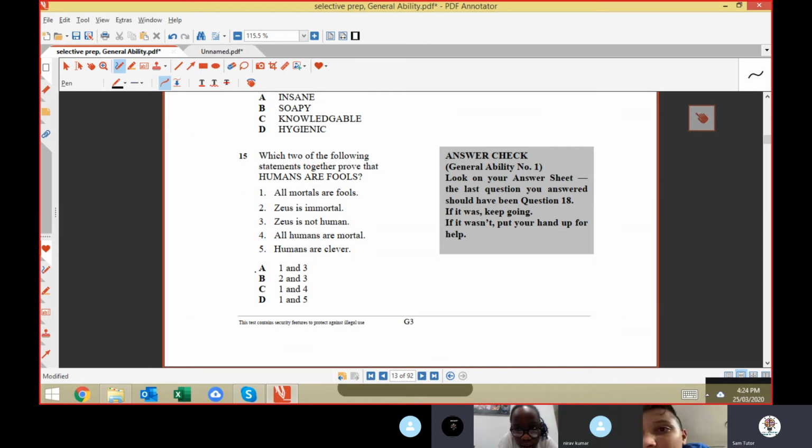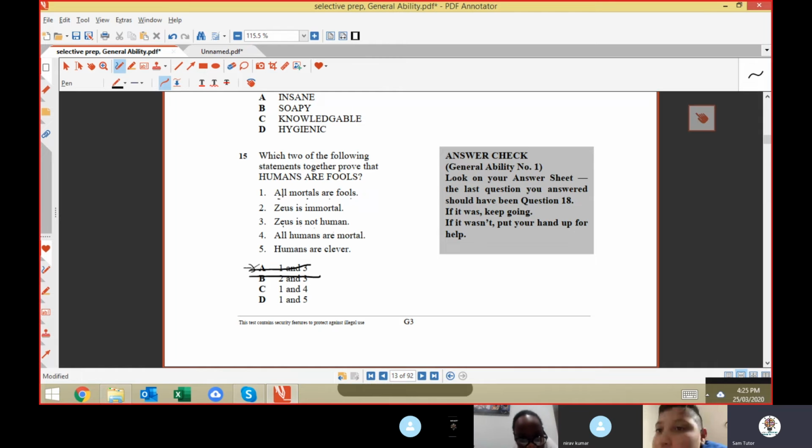So the best way to do this one is to go through a process of elimination. We're going to start with the first one and narrow it down. So 1 and 3. All mortals are fools, and Zeus is not human. Does that mean humans are fools? No. What about 1 and 4? Let me think. 4. Zeus is immortal. Zeus is not human. Does that have anything to do with fools? Nope, so that's wrong as well.